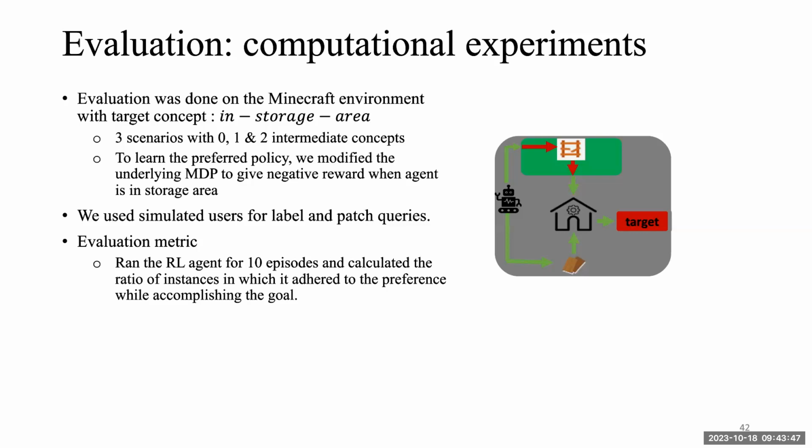So this is the technique in the current state of the work, and we did some preliminary computational experiments on this technique. The evaluation was done on the Minecraft domain, where the target concept was in storage area. There were 3 scenarios, one with 0, one with 1, and one with 2 intermediate concepts between the target concept and the known concept. And to learn the preferred policy, we basically modified the underlying task to give negative rewards when the agent was predicted to be in the storage area.